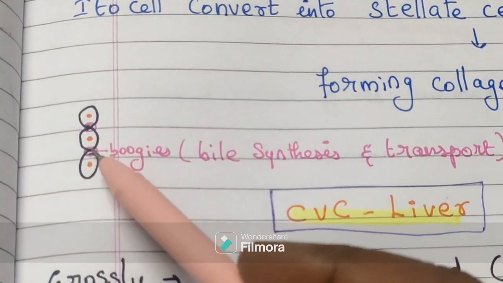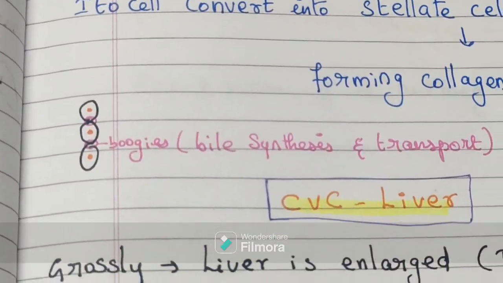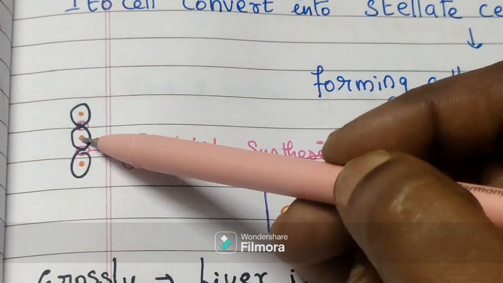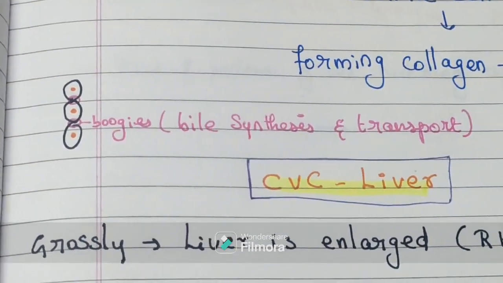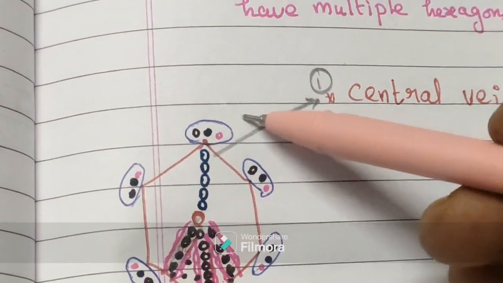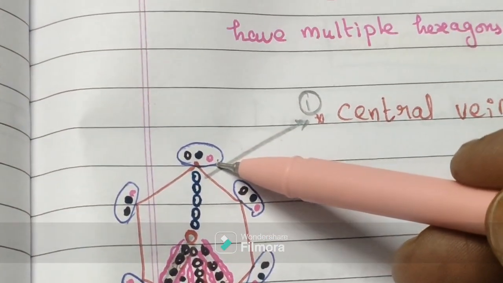So in between, the hepatocytes are presented. They help with bile synthesis, and the bile is transported for digestive purposes. So the bile synthesized will be transmitted to the main bile duct.